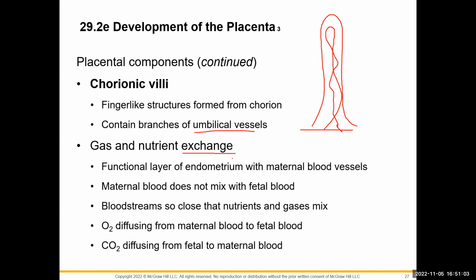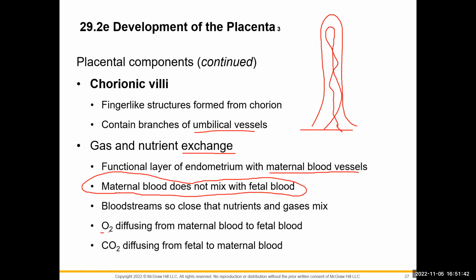So of course, here in the functional layer of the endometrium, that is where the mother's blood vessels will be present. And here's the cool part. I love this. There is absolutely no mixing of fetal blood and maternal blood. It does not mix. So how do we get an exchange of gases and nutrients and wastes? Well, the bloodstreams are so very close to one another that they can actually diffuse across the tissue layers. And I'll show you a picture here in a second.